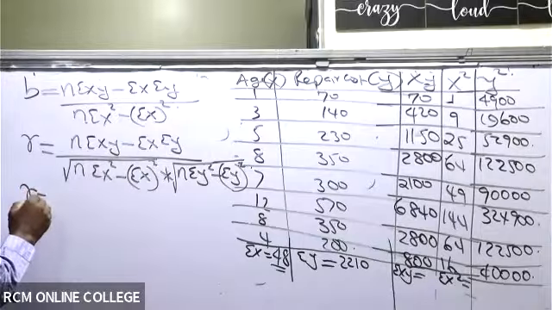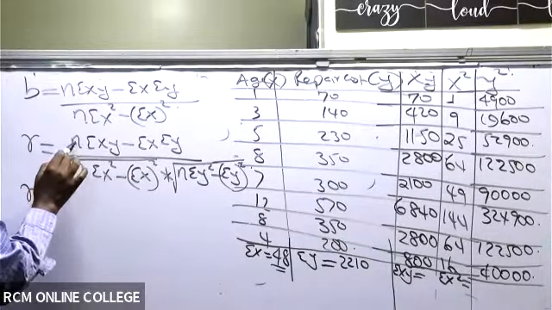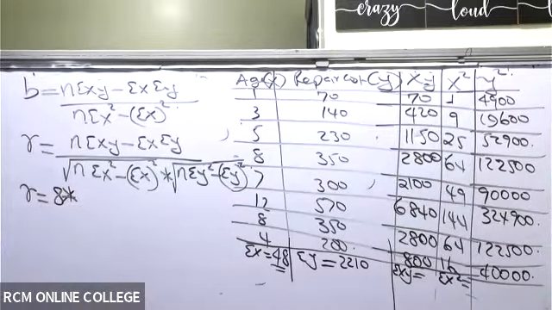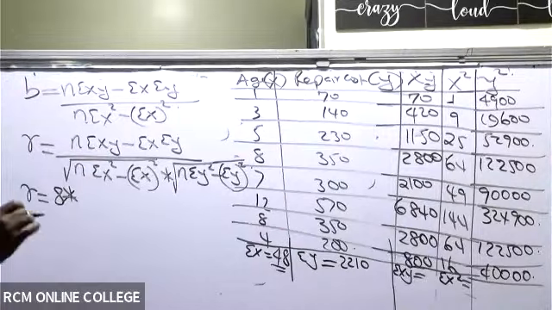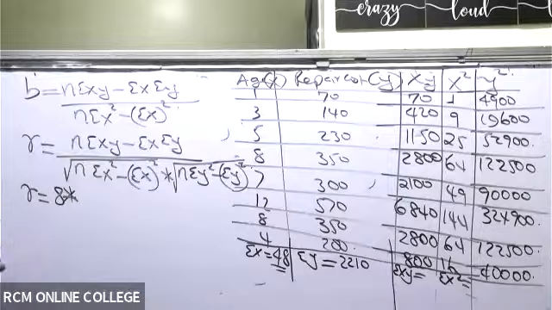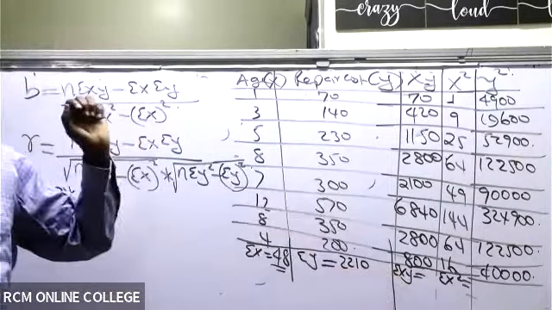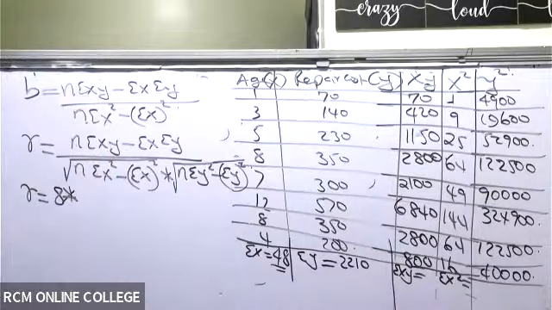So that my r will be equal to, if you are able to remember n, n was 8, times summation of xy. I deleted my summation of xy. We already obtained this summation of xy somewhere. Is there somebody who can remind Mwalimu what the sum of xy was?